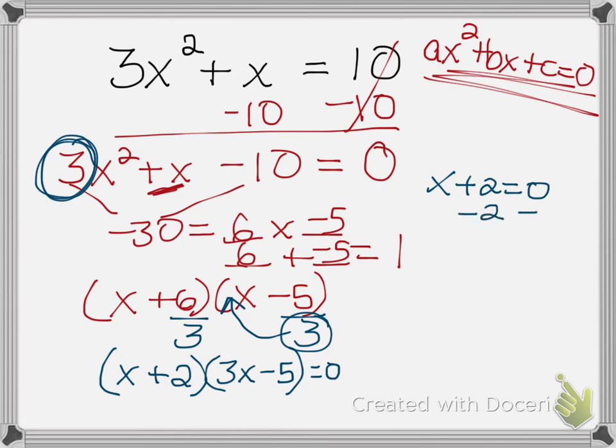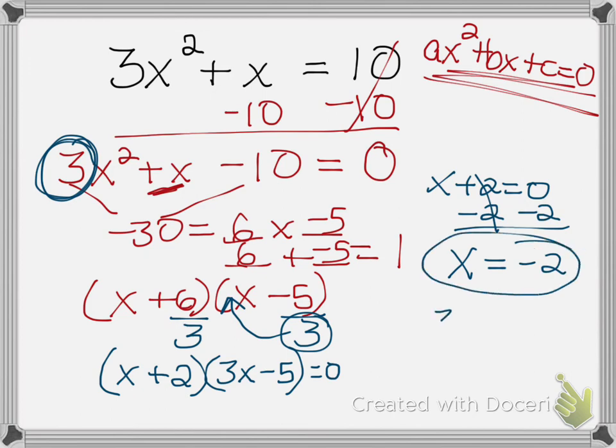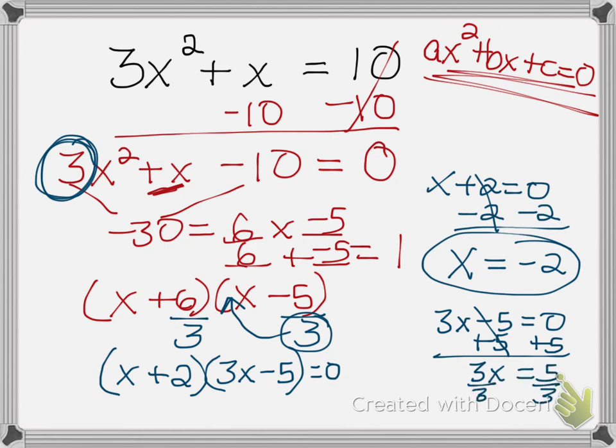I'll have to subtract 2 on both sides. And then it'll give me x equals negative 2. And then for the 3x minus 5 equals 0, I'll have to add 5 on both sides. And then bring down my 3x and my 5 and divide both sides by 3. So then x will equal 5 over 3. And that's it.